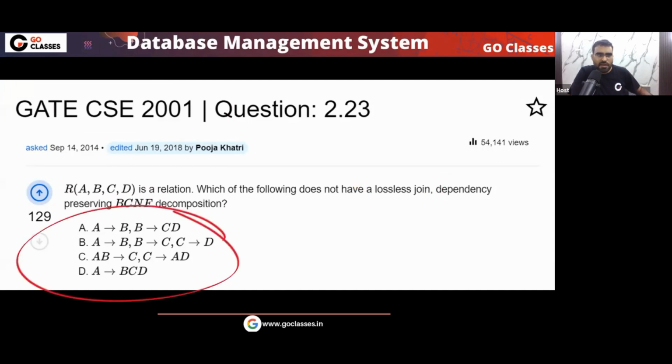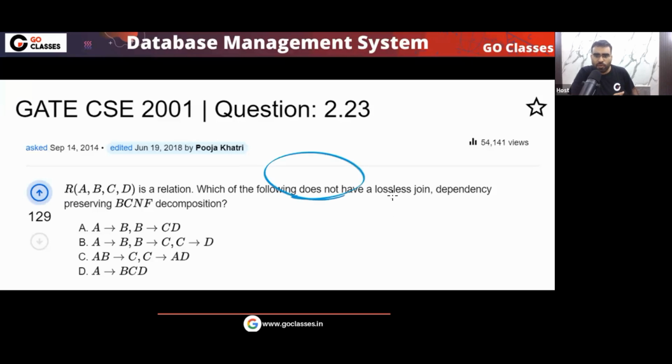There are four relations given to you, each with its own functional dependencies. Now we have to find which of these relations does not have any decomposition which is lossless and dependency-preserving into BCNF. This is what we need to check.